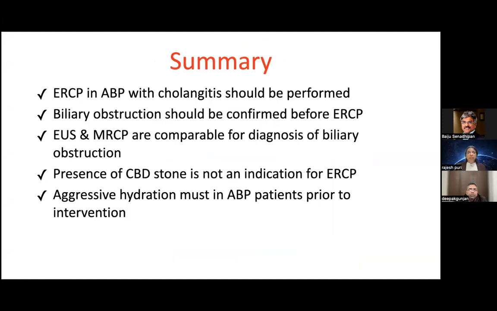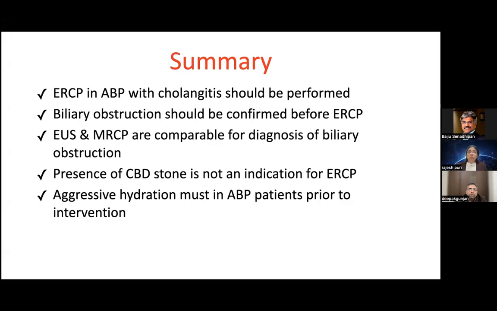So, ladies and gentlemen, to summarize: ERCP in acute biliary pancreatitis with cholangitis, ERCP to be performed. Biliary obstruction should be confirmed before ERCP. EUS and MRCP are comparable for diagnosis of biliary obstruction. Presence of the CBD stone is not an indication of ERCP in acute severe pancreatitis.